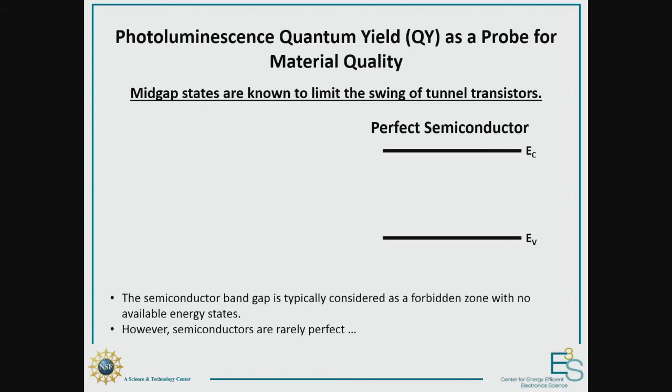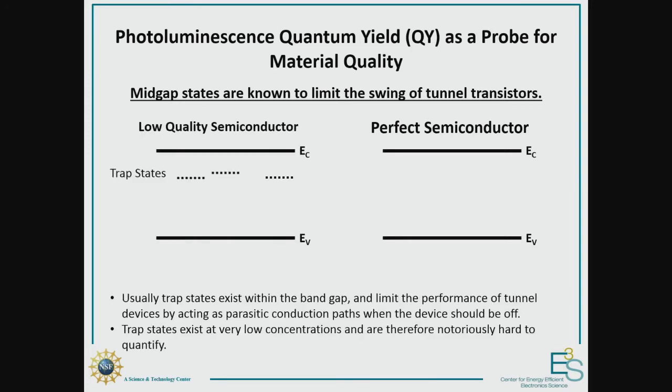If you have a perfect semiconductor, of course, in principle, you have a sharp conduction band edge and sharp valence band edge, and you have no states in the middle. But in reality, that's not what we typically have. We have semiconductors with defects, and these induce different trap states, and these trap states can reduce the steepness of your devices, specifically tunnel transistors.